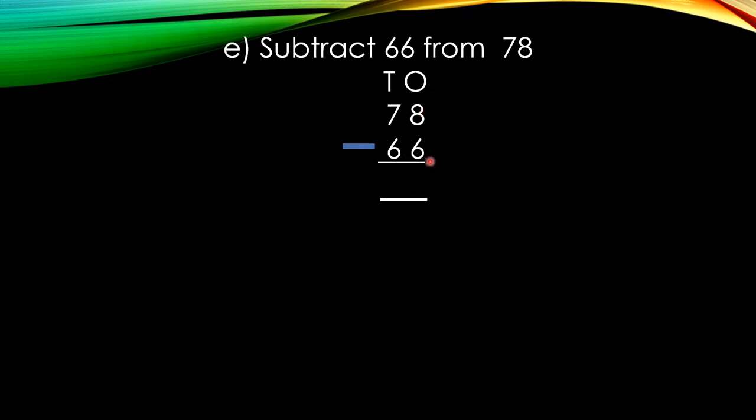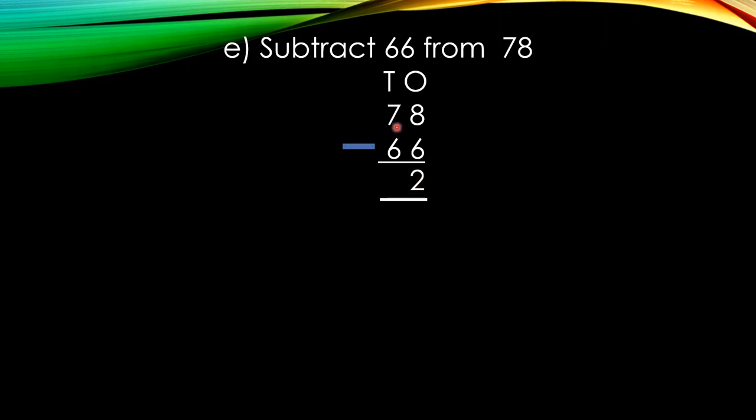8 minus 6. So keep 8 in your mind and 6 on your fingers. Now we have to speak backward counting. 7, 6, 5, 4, 3, 2. So we will write 2 here at ones place column.